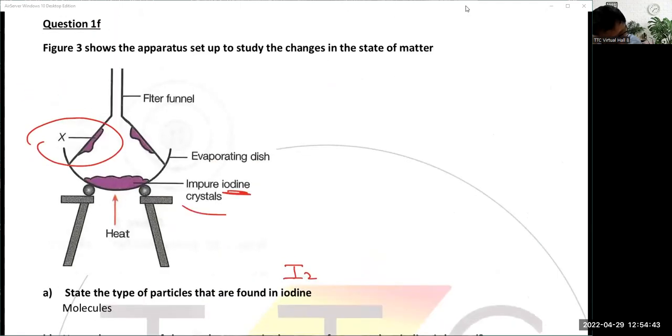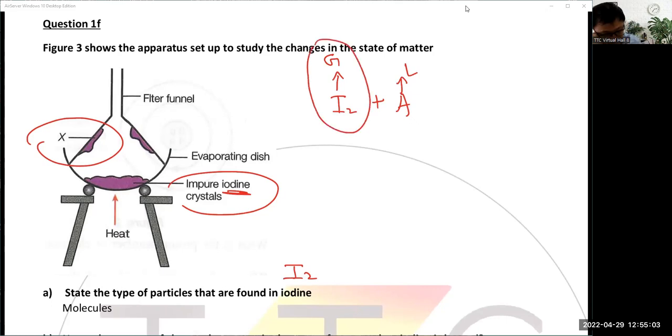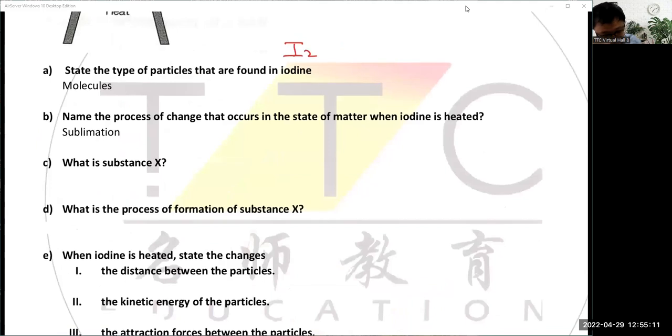Now here is impure iodine. This is a tricky question now. Impure iodine might have other substance. Let's say for example, I have iodine inside plus another chemical A. But when I heat, this iodine will become gas, but this one will become liquid if we reach the melting point now. So only iodine will evaporate, then go to here, then deposition again become solid. So your X is only pure iodine, because the impurity won't become gas. Okay, so it's a deposition.